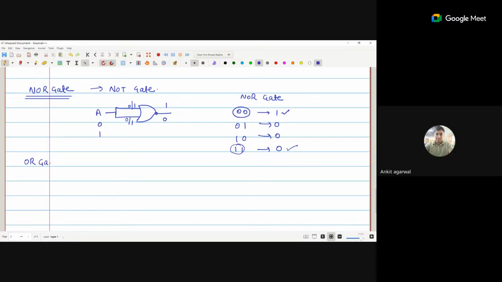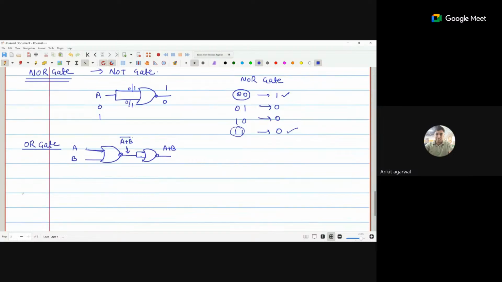If I implement the OR gate, this is my NOR gate. After that NOR gate, we require one NOT gate. So I'm using a NOR gate that behaves as a NOT gate. With inputs A and B, in this part we are getting A plus B bar, and when NOT, we are getting A plus B.